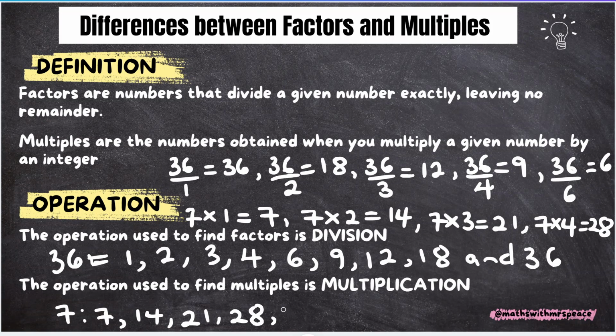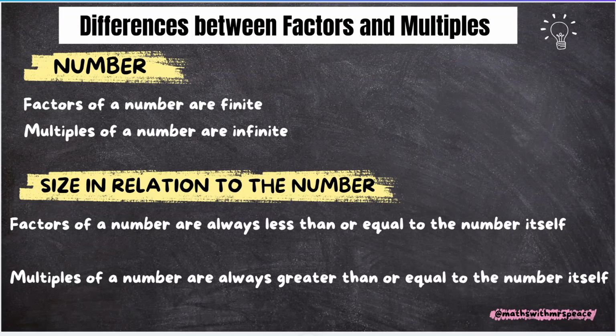7 times 5 will give you 35. 7 times 6 will give you 42. 7 times 7 will give you 49, and so on and so forth. So the operation used to find factors is division, while the operation used to find multiples is multiplication. Let's go ahead and check other differences between factors and multiples.